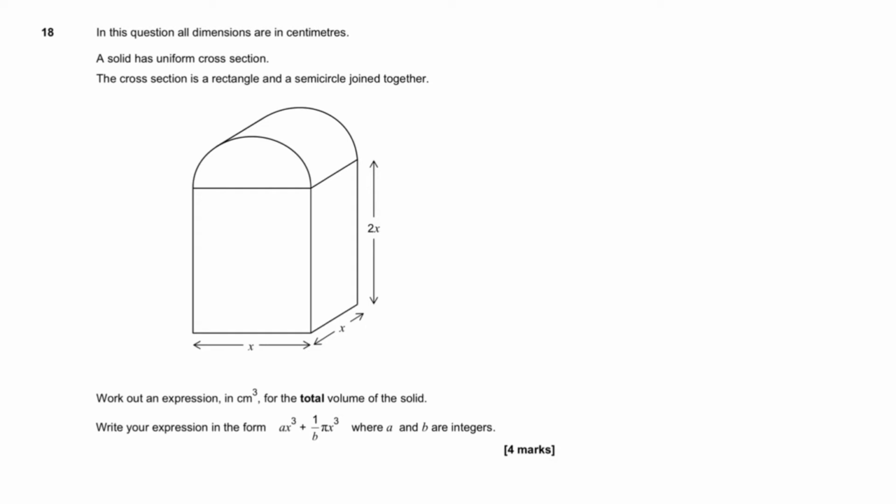Write your expression in the form ax cubed plus 1 divided by b times pi x cubed, where a and b are integers. And this question was on a paper 1, so there's no calculators involved here. So we know from the key points video that the volume of a prism is equal to the cross-section area times the length. So we're going to work out the area of the rectangle and the semicircle, add them together and then times it by the length.